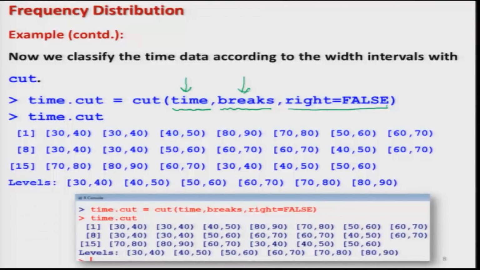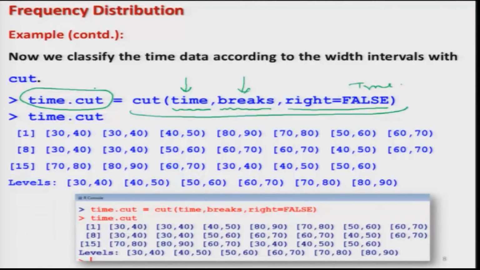That means all the intervals are going to be closed on the left hand side and open on the right hand side. In case you want the intervals to be closed on the right hand side also, then you need to use the command true, but I have not used it here. Whatever the outcome is, I am storing it in a new variable, time dot cut. This indicates that the time has been operated with the command cut, and the outcome of this time dot cut will look like this, and here is the screenshot.